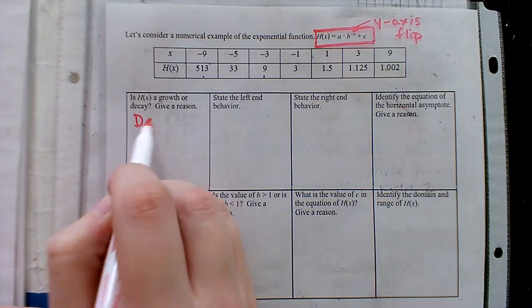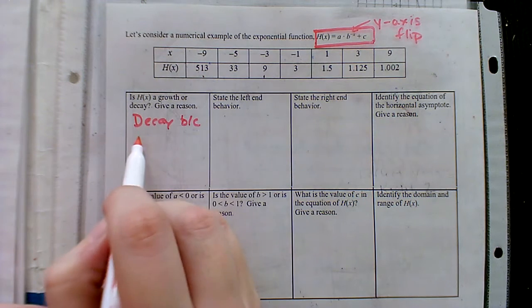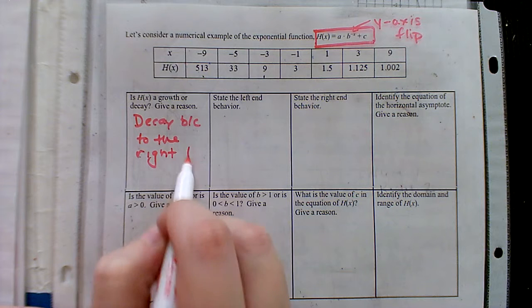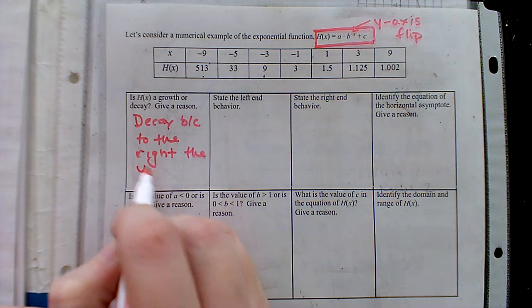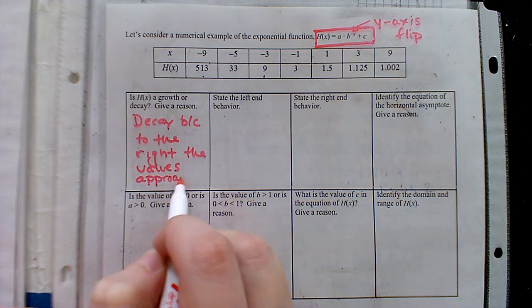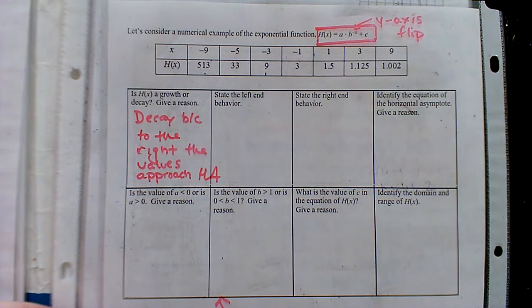Good, Summer? Decay, how'd you know? As it goes to the right, it approaches the horizontal asymptote. There you go, because to the right, the values approach a horizontal asymptote. Good. What about the end behaviors, to the left or to the right?